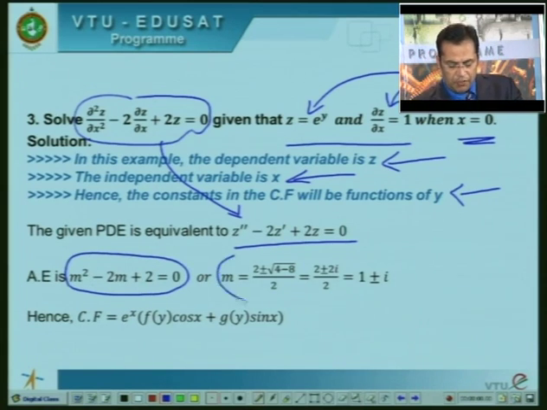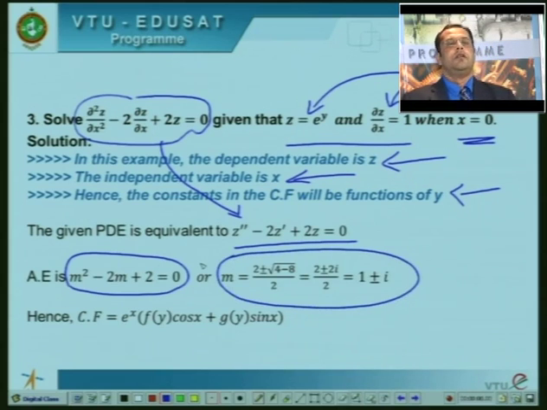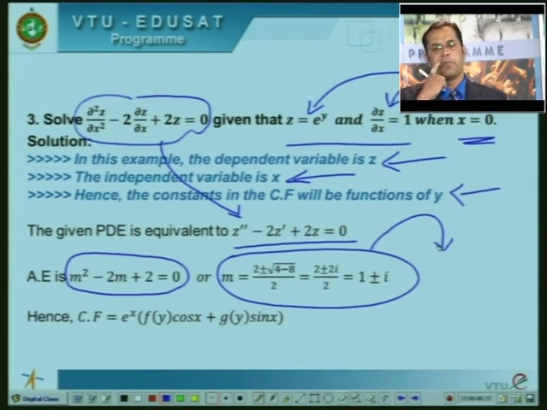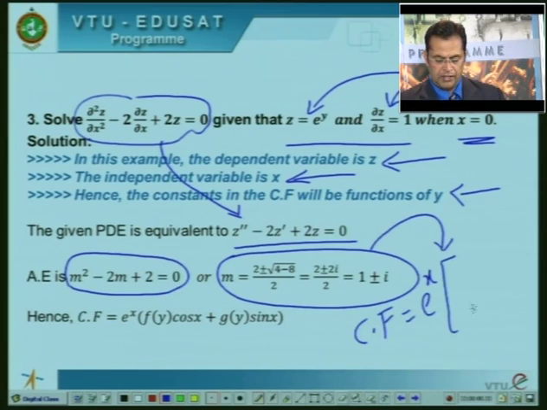So, apply the standard formula, minus b plus or minus square root of b square minus 4ac by 2a. So, you get m as 2 plus or minus root 4 minus 8 by 2, which is 2 plus or minus 2i by 2, or if you cancel 2 throughout, you get 1 plus or minus i. Again, if you were in a linear differential equation with constant coefficients and got such roots, recall friends that the CF was like this, e power x into C1 cos x plus C2 sin x.